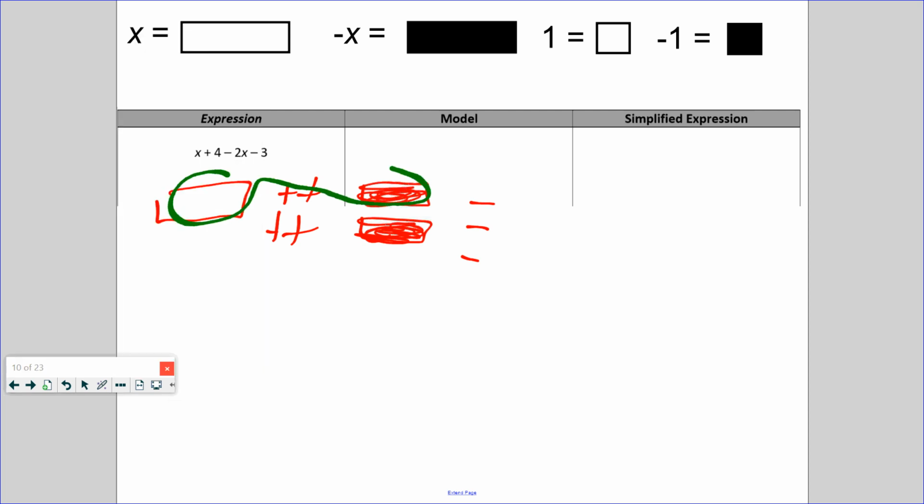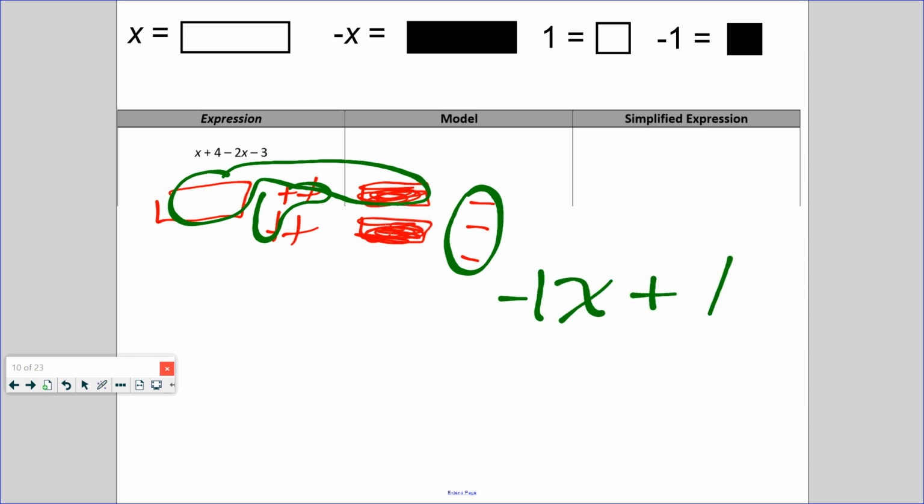This will make a 0 pair with that. These three positive will make a 0 pair with that. So we are left with negative 1x plus 1. Or do you know more simpler ways? A negative x plus 1. So 1 positive. So negative x plus 1 positive.